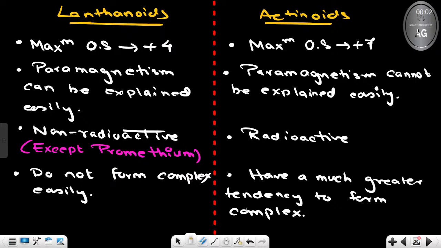Maximum oxidation state for lanthanoids is +4. For actinoids it is +7. Lanthanoids show paramagnetism, which can be explained very easily. Actinoids also show paramagnetism, but it cannot be explained very easily. Lanthanoids are non-radioactive other than promethium, while actinoids all are radioactive. Clear? Lanthanoids do not form complexes easily, but form with chelating ligands. Actinoids have a greater tendency to form complexes, and they can form them with pi bonding ligands only.